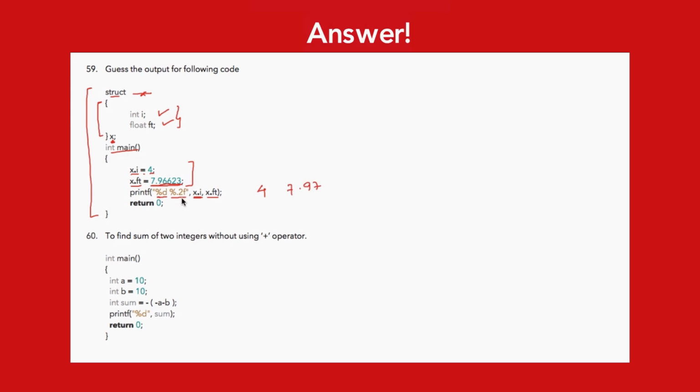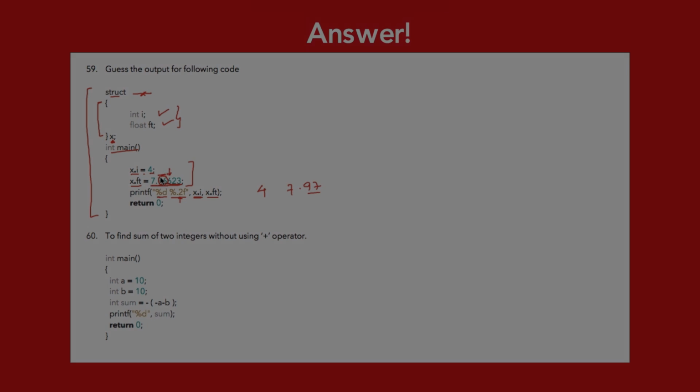Why? Because we have specified formatting as .2, hence only 2 digits will be printed after the decimal point, and because we had 6 at this location, hence a ceiling value will be taken. So 97 will be taken instead of 96.